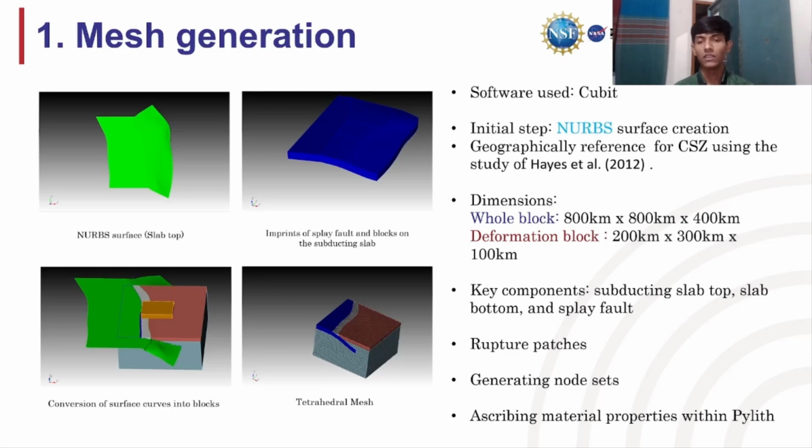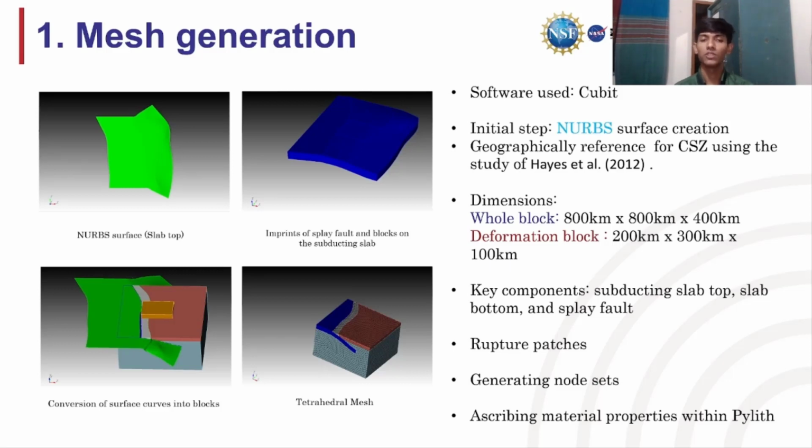The whole block's dimensions are given over here, but our simulation is not going to be occurring throughout the whole block, so we created a deformation block. The dimensions for the deformation block are given over here. The key components from this were the subducting slab top, slab bottom, and the slab splay fault.